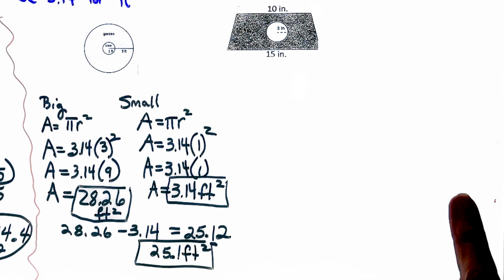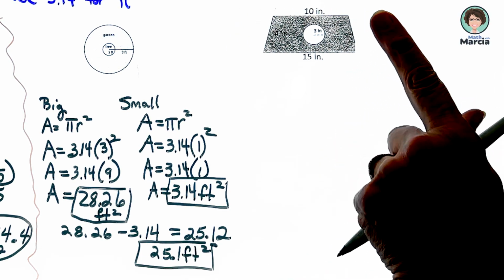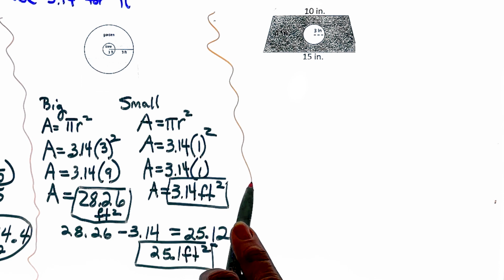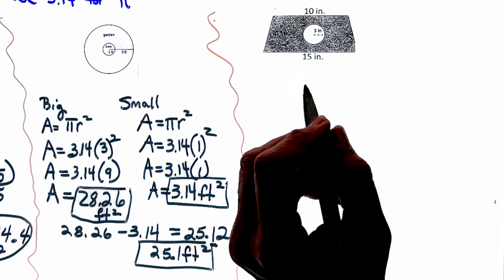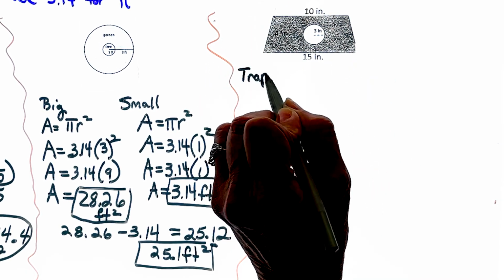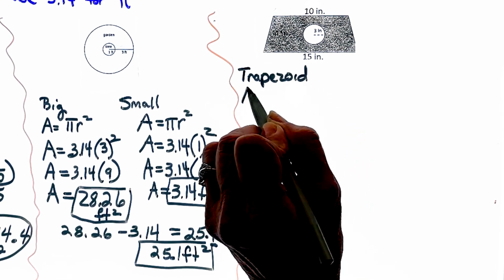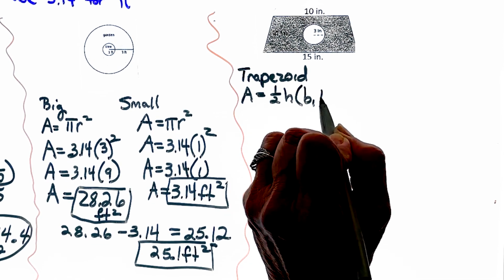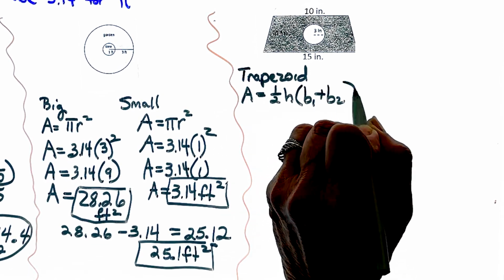And for the last problem that we have here, it's a trapezoid with a circle enclosed in it. And so we actually want to go ahead and find the area of the trapezoid, and we will subtract away the area for the circle. So looking at the formula, we're going to do the trapezoid first. So area is equal to 1/2 the height times base 1 plus base 2.